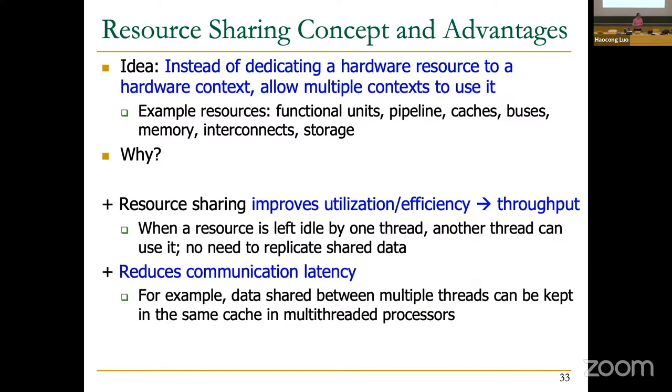But there are other benefits. One benefit is it reduces communication latency. Data shared between multiple threads can be kept in the same cache in multi-threaded processors, for example. If you have a shared cache, you don't need to go to some other cache to get the data that's shared with someone else. As we will see in cache coherence, you may need to do that, actually. It's in a shared location. Everybody accesses that from that shared location. It could be in the L2 cache, but you could also think about this in the L1 cache, right? In the L1 cache, you have multiple threads sharing a cache block, and they can access it quickly from the L1 cache.